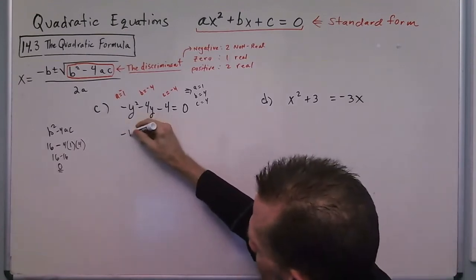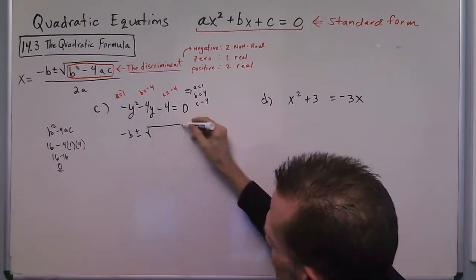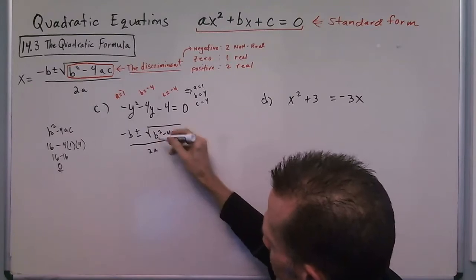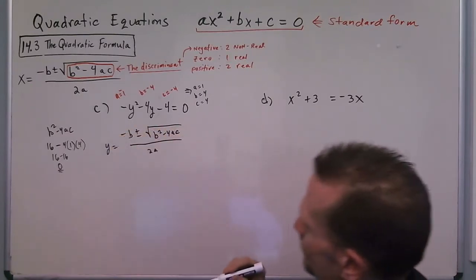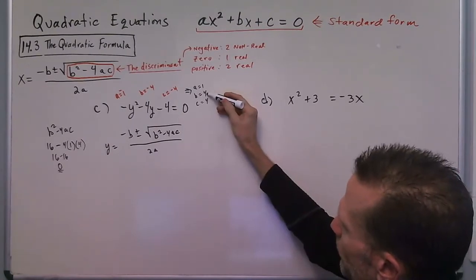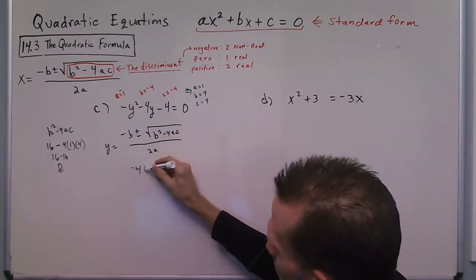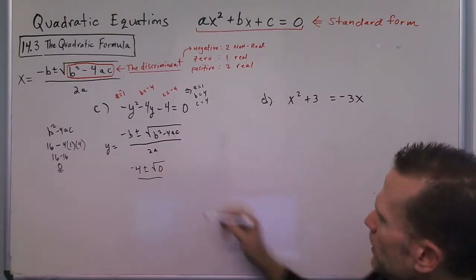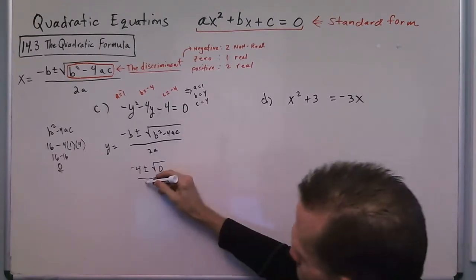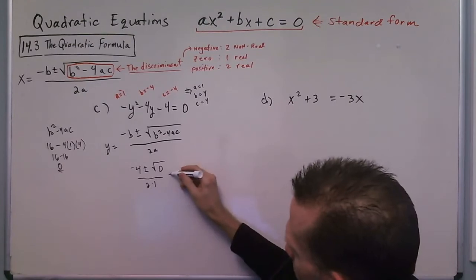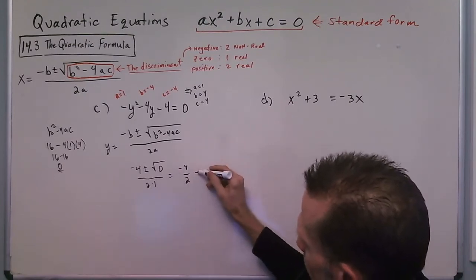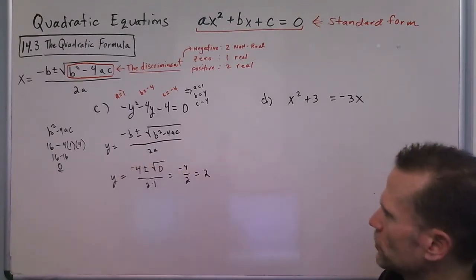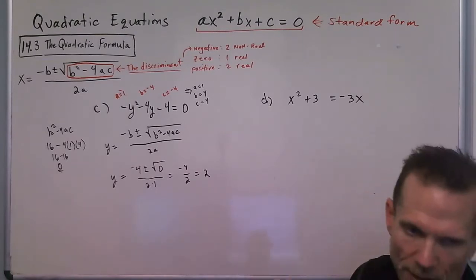So working with the quadratic formula now, negative b plus or minus square root of b squared minus 4ac. If you write it down every time, you're not going to forget it. I get y is equal to, so remember I'm using 4 for my b value, so I have negative 4 plus or minus the square root of 0. Remember we already calculated the discriminant, and then over 2 times 1. So I have negative 4 over 2, and I get 2. So I get y is equal to 2. One real solution.